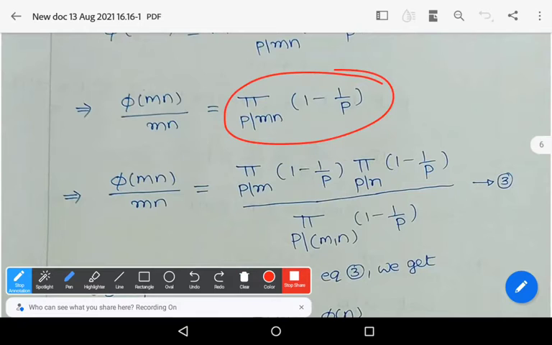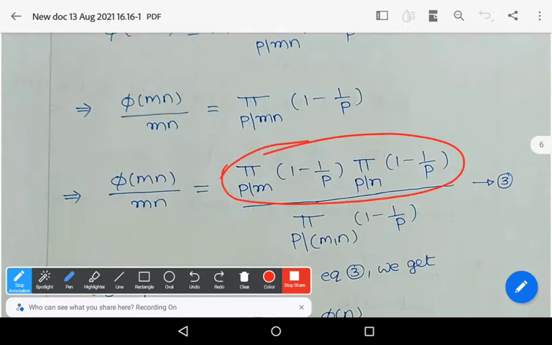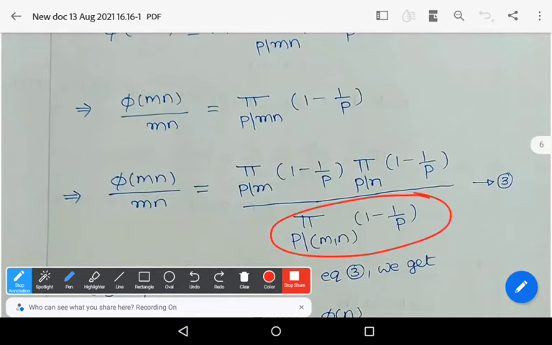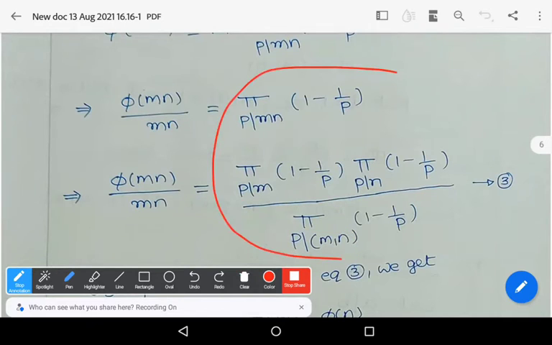The product on the right side can be written like this: product over p dividing m of (1 minus 1 by p), times product over p dividing n of (1 minus 1 by p), divided by the product over p dividing gcd of m comma n of (1 minus 1 by p). This is a very, very important relation. Remember this relation.